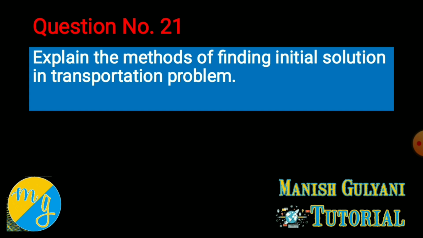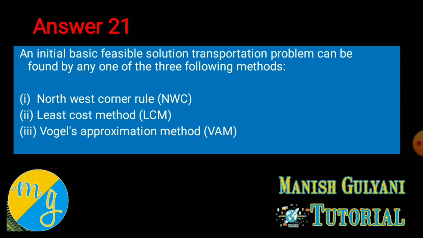Now next concept is explain the methods of finding initial solution in transportation problem. There are mainly three methods for finding the initial solution of a transportation problem. One is northwest corner method, NWCM, least cost method, LCM, and Vogel's approximation method. This is the third step of the transportation problem. First step, identify whether it is a balanced or unbalanced problem. Second step, identify whether it is a maximization or minimization case. Third step, finding the value of the initial solution.